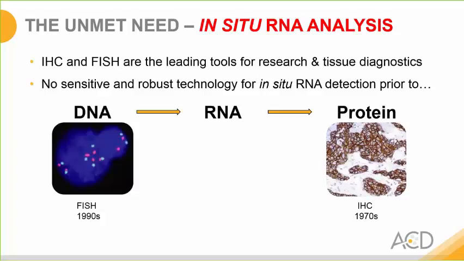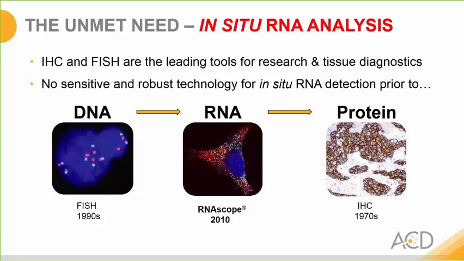There was no sensitive or robust technology for the reliable in situ detection of RNA prior to the development and commercial launch of RNAscope in 2010. So what are the fundamentals of the RNAscope platform that allow for this sensitivity and robustness in performance relative to some of the prior techniques used for RNA in situ hybridization?